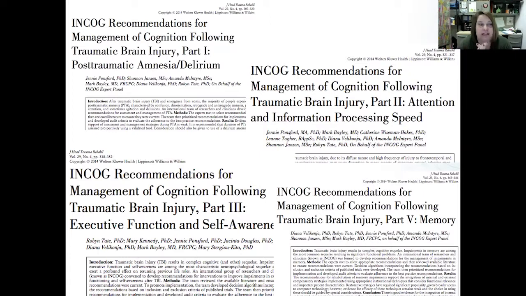And as you can see, some of them are on delirium, attention, information processing speed, executive functioning, impaired self-awareness, and memory. How many of you, by show of hands or chat, are familiar with or have run across these or used these recommendations? Okay, so I see folks in the echo room, but I didn't see too many other hands there.